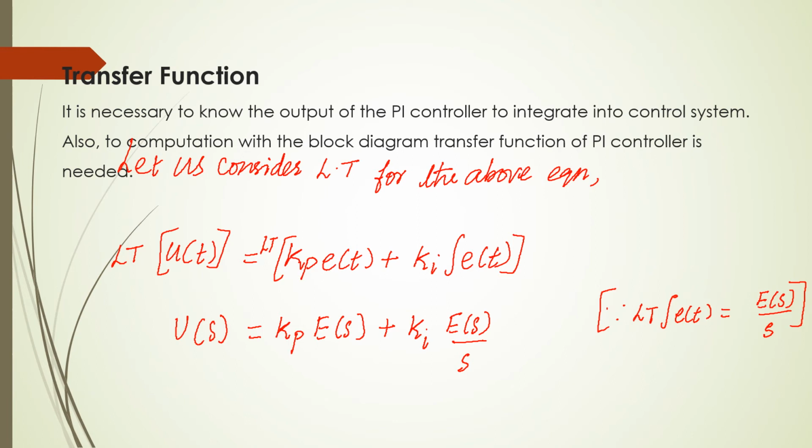Okay, so now you can take E(s) common. You can take E(s) outside. That means it becomes E(s) into Kp plus Ki divided by s. Therefore, U(s) is equal to E(s) into Kp plus Ki divided by s. So, name this equation as 3.